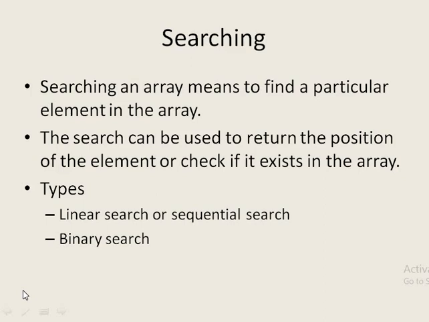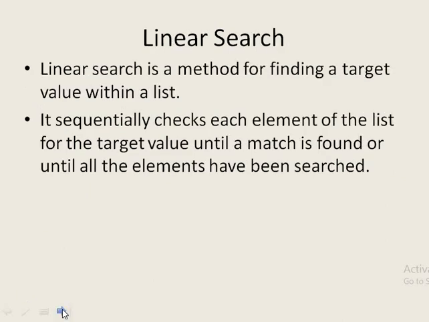One is linear search. Linear search is also known as sequential search, and the second technique is binary search. So in this session, we will discuss only linear search. Now, let us try to understand linear search. Linear search sequentially checks each element of the list for the target value until a match is found or until all the elements have been searched.